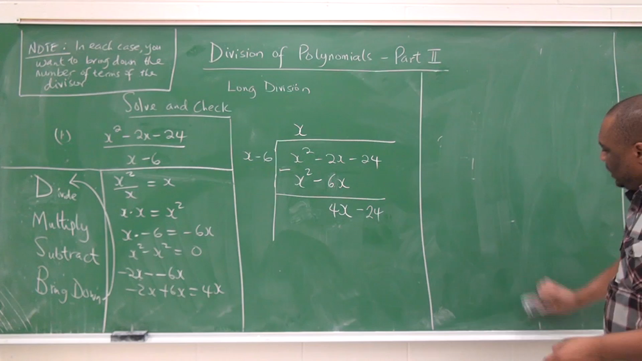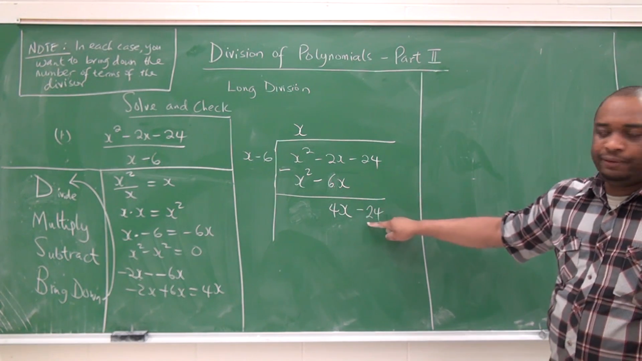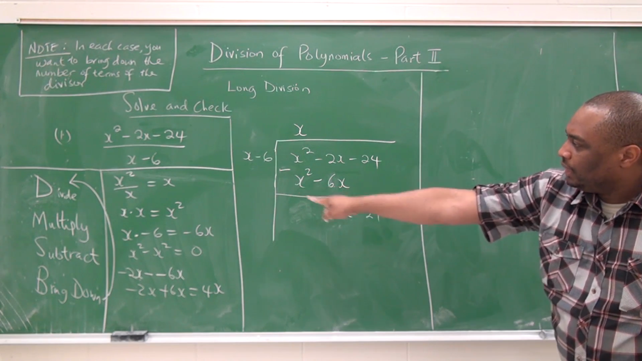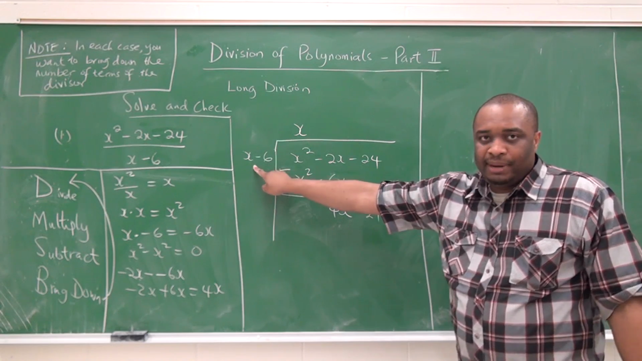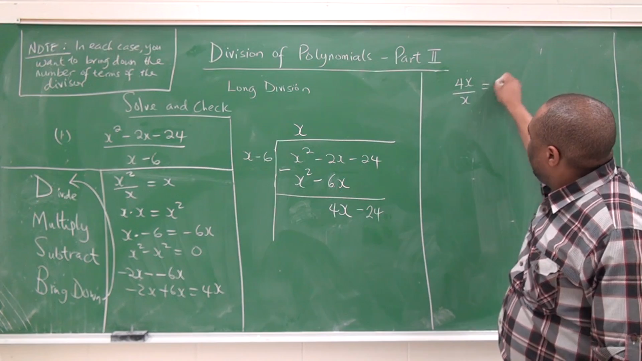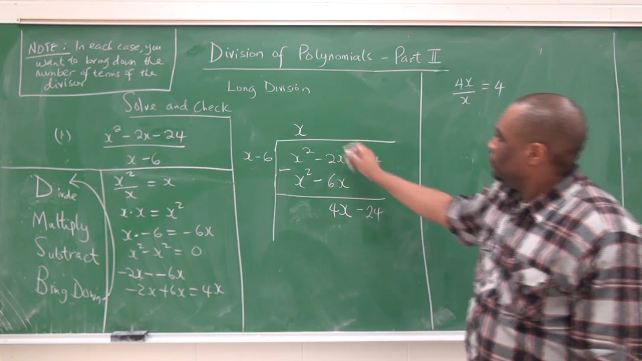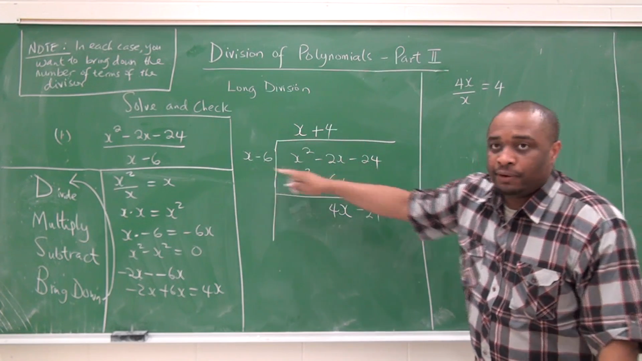So, let me now use this area and finish this. Then the next thing is, after bringing down negative 24, you want to start all over again: divide. You always divide the first term here by the first term here. So this is 4x divided by x, and that is 4. So you put plus 4 here.